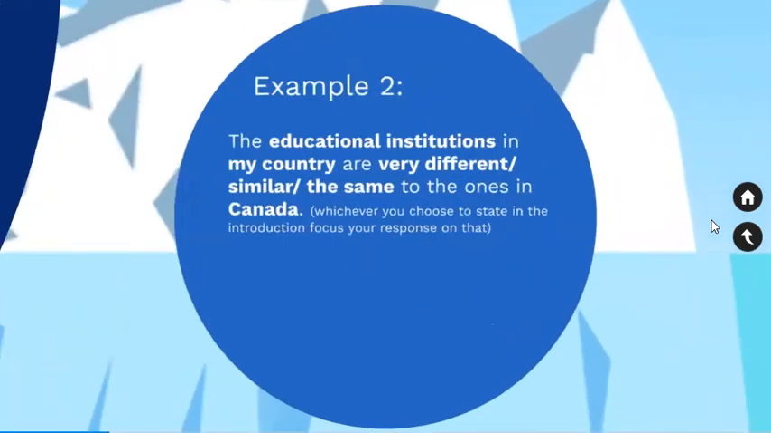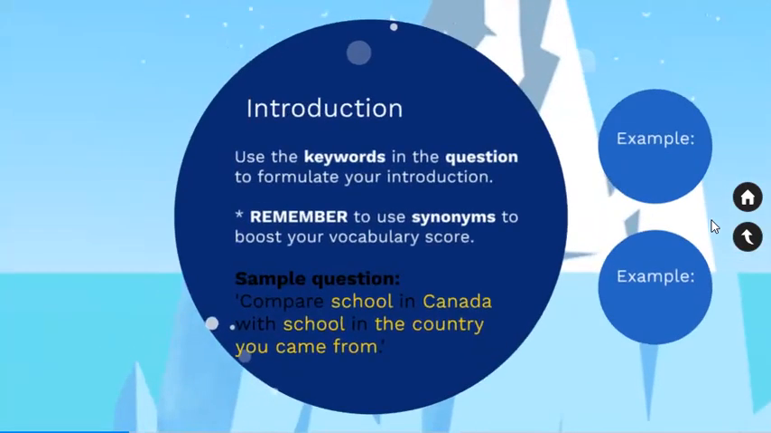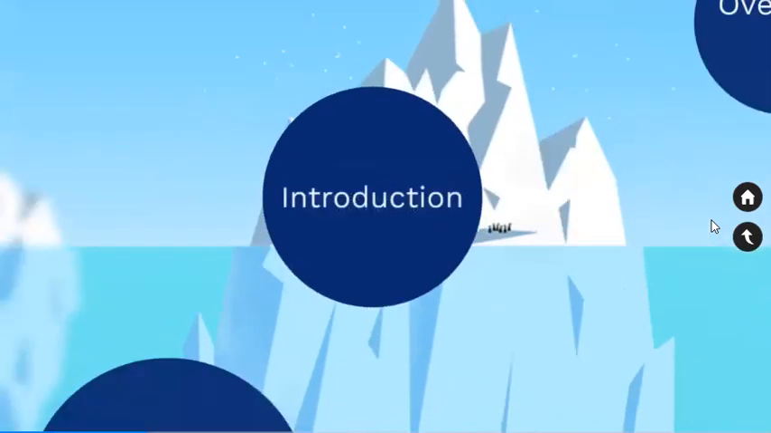Another example, you could say the educational institutions in my country are very different, similar, or the same to the ones in Canada. In this case, as you can see, it means that you're mainly talking about similarities, or only talking about similarities. And that's typically how you introduce or how you start your response.